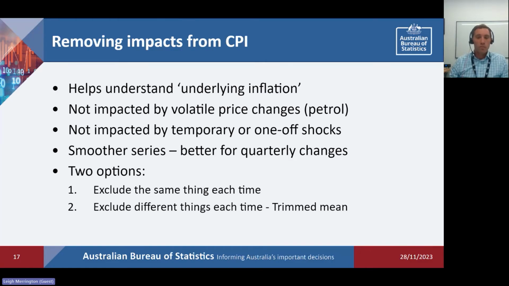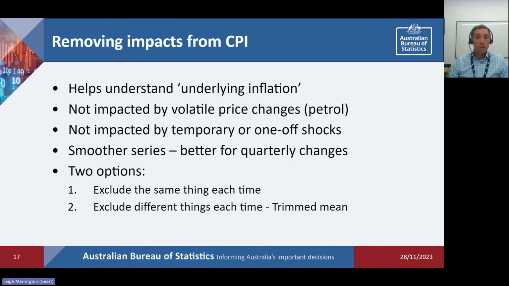So the measures we have in this case remove petrol, which can be quite volatile in prices, as we know. So if you take out petrol, that means these measures are a bit more stable, and even temporary or one-off shocks. So free childcare, again, as an example, is something where it takes care of that.